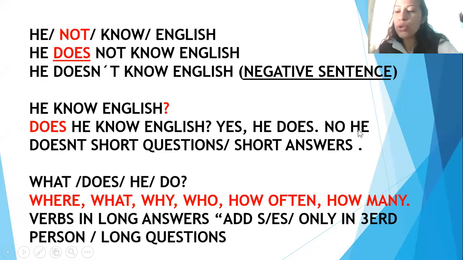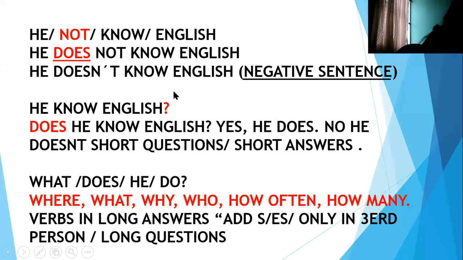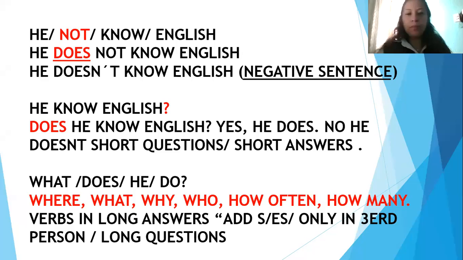And how do you know if it is a question? You have to look for the question mark that is at the end. Okay? That is at the end. And how do you know if it is a long question? Because you're going to start your question using an information question. Okay? I think that you're ready.